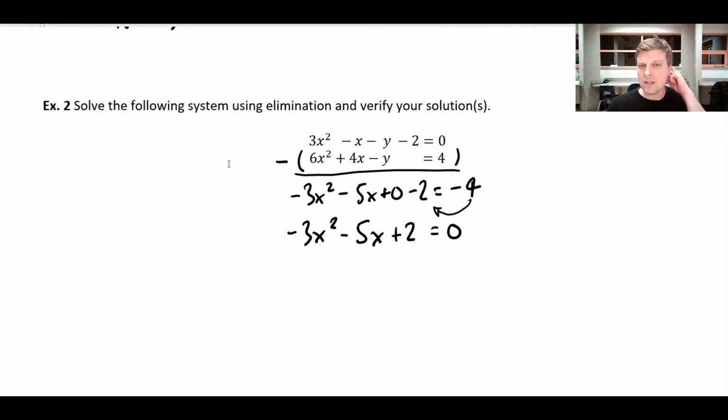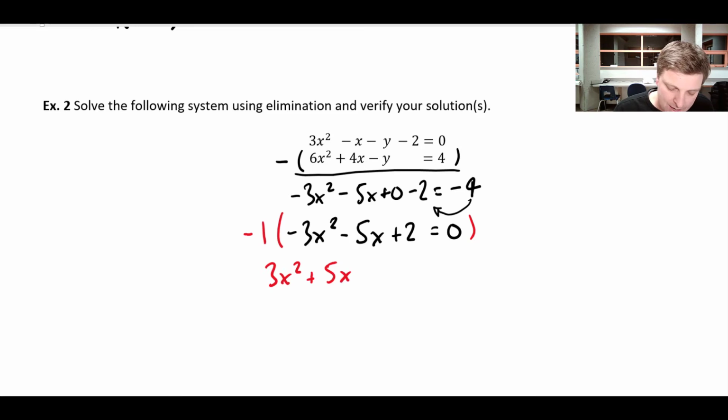Now this might look familiar, but I've got this negative term here, and I don't really like that negative term. I don't like it when a is negative. It doesn't really matter, but it bothers me, and so I'm just going to eliminate that by multiplying everything by negative 1. And now this equation becomes 3x squared plus 5x minus 2 equals 0, and this is the exact same equation that we had before.